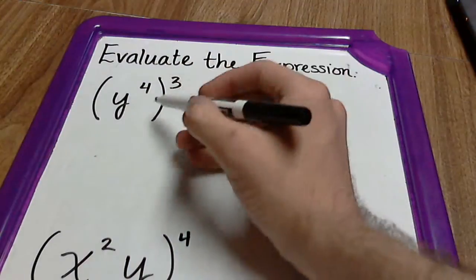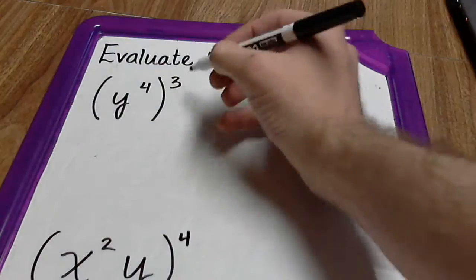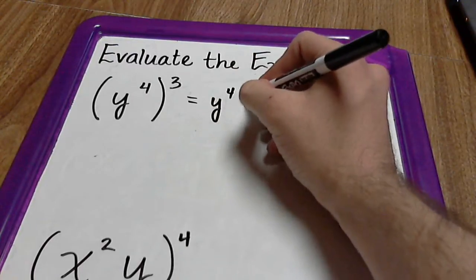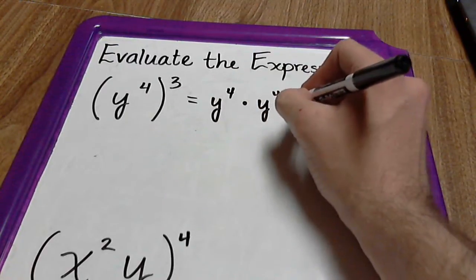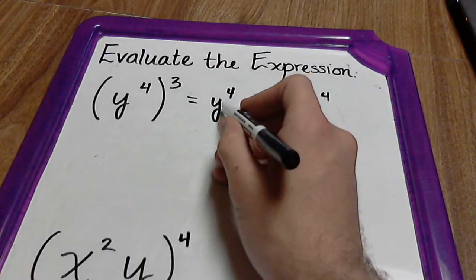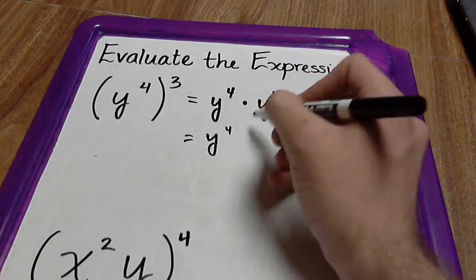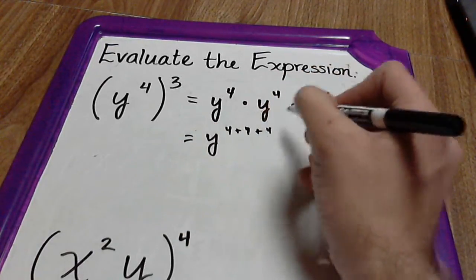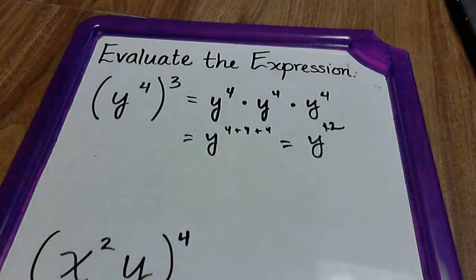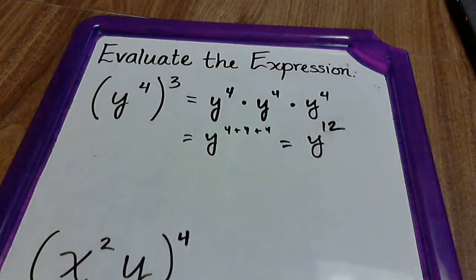So this is saying y to the fourth, all of that raised to the third power. So this is like saying y to the fourth times y to the fourth times y to the fourth. So just like with the exponents before, we add the exponents. So we have y to the power of 4 plus 4 plus 4 equals y to the 12. Let's make it look like a 1 instead of a 4. Y to the 12. Okay?